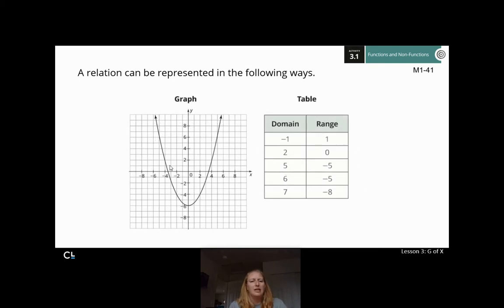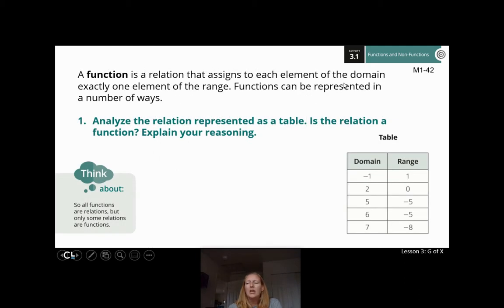And, of course, the last ones, and that is a graph, right? I can represent a relation by showing a graph. When I plug in a 4, I get an answer of 2. I can just do it on a graph. That's fine. And last but not least, on a table, if I plug in a -1, I get a 1, right? If I plug in my domain, what do I get for my range? So tables work great for that as well.